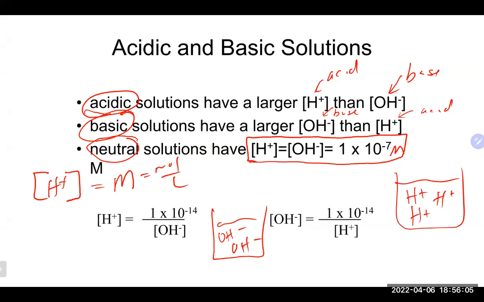And that's really what makes something more of an acidic solution versus a basic solution: if you have more H plus floating around, it's going to be an acidic solution, or if you have more OH minus floating around, it's going to be a more basic solution than obviously an acidic solution in that case. Other questions?